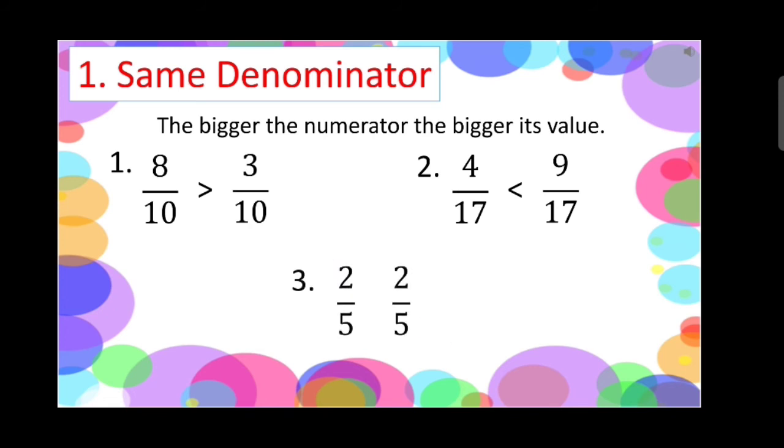Another one. So, we have 2/5. Parehas sila. Nakita nyo, parehas na numerator, parehas din ng denominator. So, ibig sabihin, same sila ng value. So, we conclude that 2/5 is equal to 2/5. So, yan po yung sa same denominator. Okay, another.